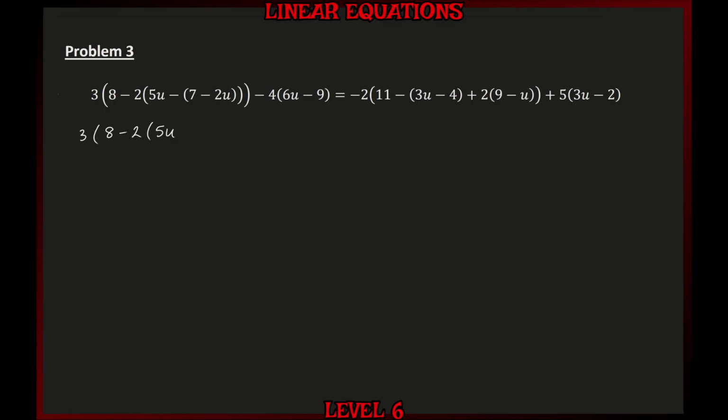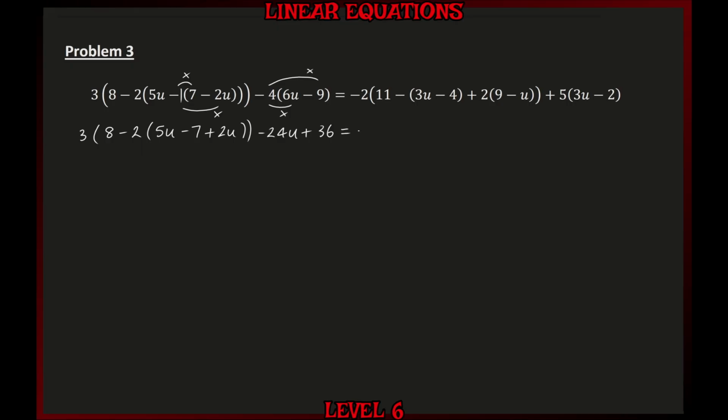And in front of this bracket, the minus means we have a minus 1 there. So we can multiply minus 1 by 7 to give us minus 7. And minus 1 multiplied by minus 2u is plus 2u. Next, we can multiply minus 4 by 6u to give us minus 24u. And minus 4 multiplied by minus 9 gives us plus 36.